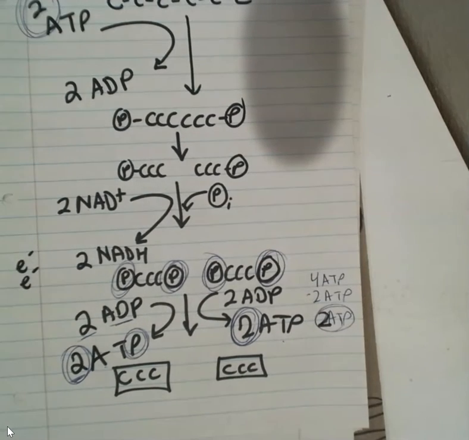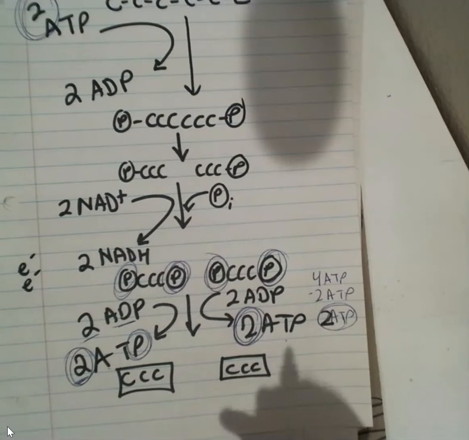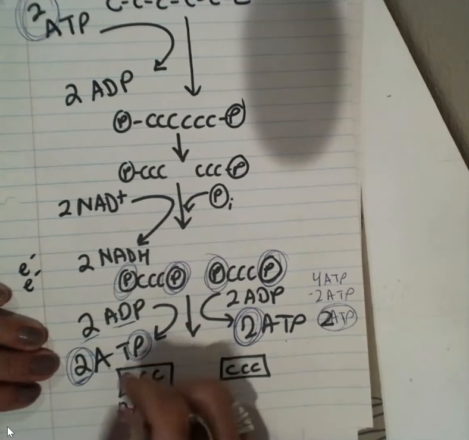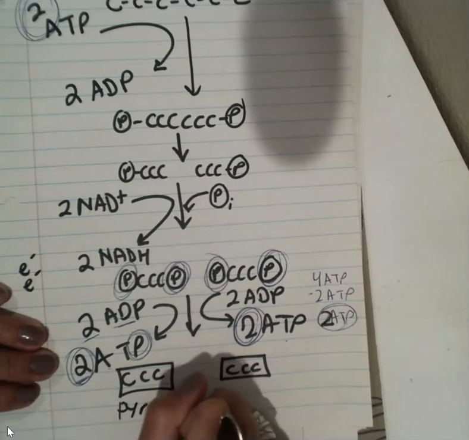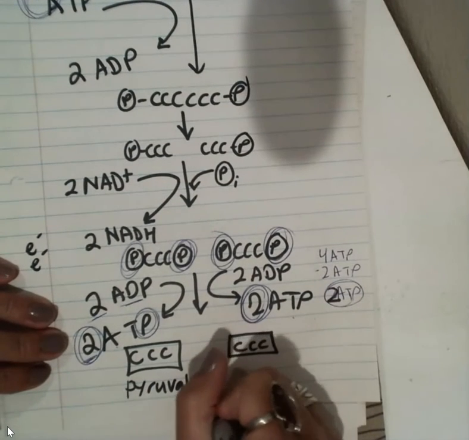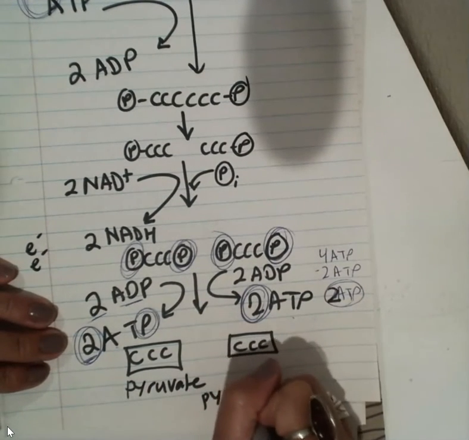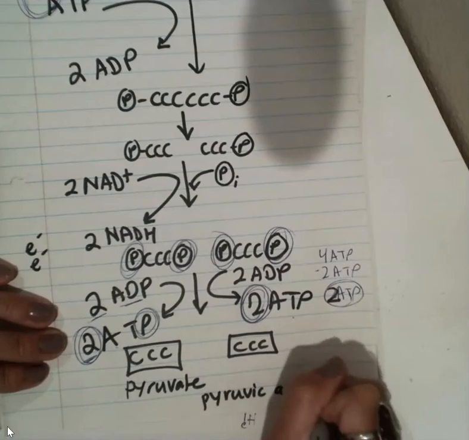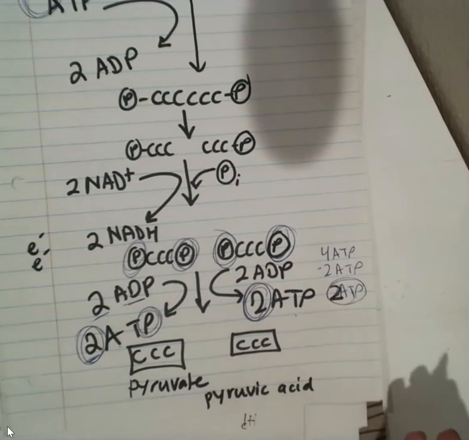Now, some other products that we have that were made during glycolysis are these down here, pyruvate, but sometimes they're also called pyruvic acid. So either one, they both mean the same thing.